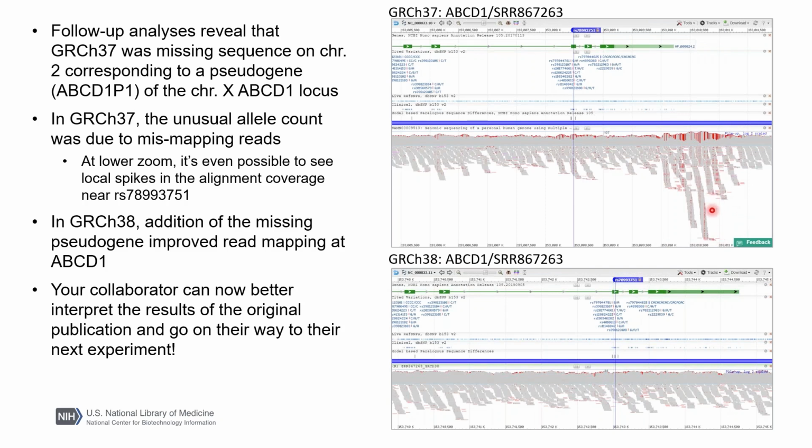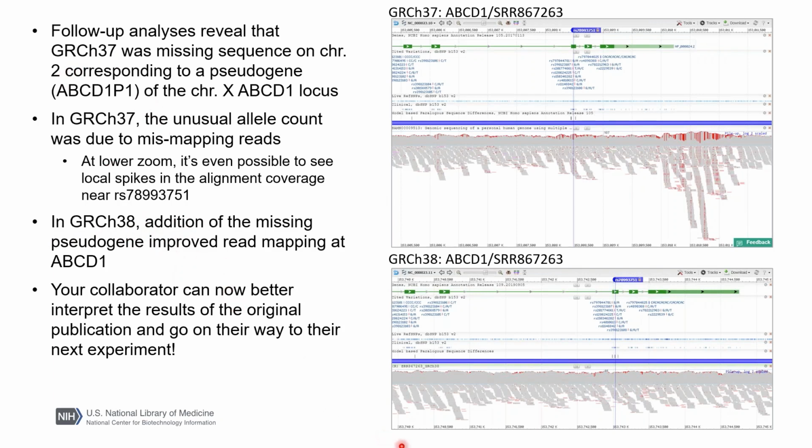We see the sequencing depth get higher, and we see the incidence of mismatches going up. So again, this is another one of those nice examples where having a visual display of your alignment data can help you understand and interpret it in ways that sometimes just looking at the output of running various bioinformatics programs can't. In GRCh38, the newer version of the assembly, this missing sequence on chromosome 2 was included in the assembly.